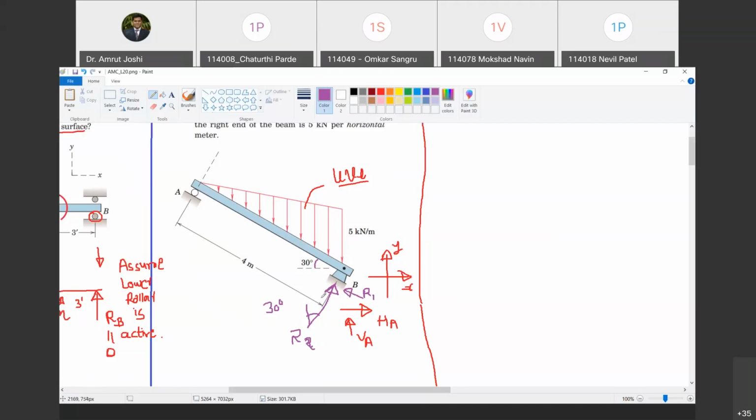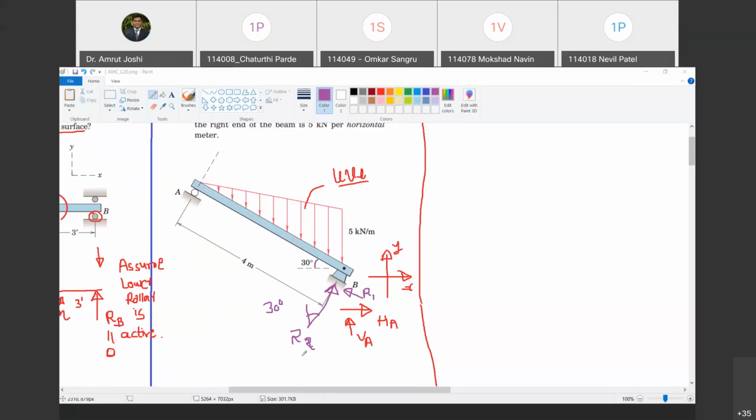Now can I resolve this R2 in two components along X and along Y? Yes. R2 sin 30 is its X component and R2 cos 30 is its Y component. Do you agree with me? Yes, sir. Similarly, I will be able to resolve R1. Minus R1 cos 30 will be its horizontal component and R1 sin 30 will be its vertical component. Do you agree with me? Yes, sir. So if I add the X components of R2 and R1, I will get HA. If I add the Y components of R2 and R1, I will get VA.